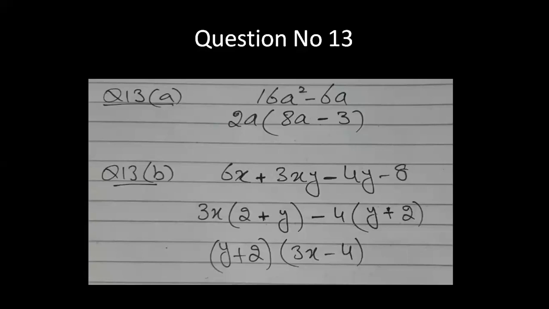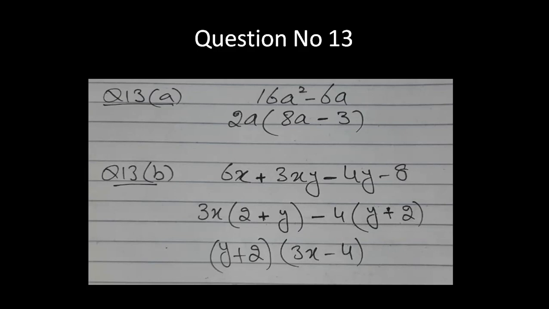So you will have from the first 2 terms, take 3x common, you're left with 2 plus y. And from the last 2 terms, take minus 4 common. So you will have y plus 2 in the bracket.